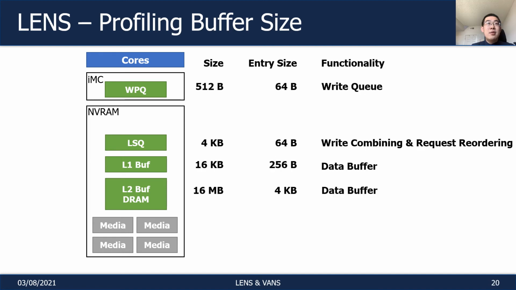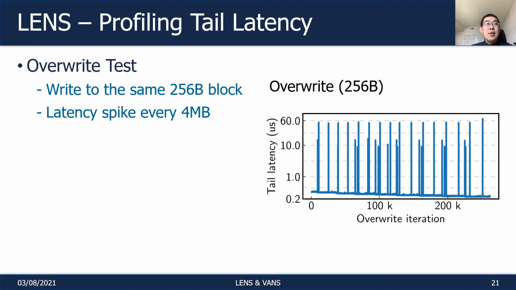In summary, we find the size of the write pending queue is 512 byte, and it uses 64-byte entry size. The low store queue size is 4 kilobyte and uses 64-byte entry size. There is a 16 kilobyte L1 buffer with 256-byte entries, and a 16 megabyte L2 buffer in DRAM with 4 kilobyte entries. Next, we use an overwrite test to detect the wear leveling data migration details.